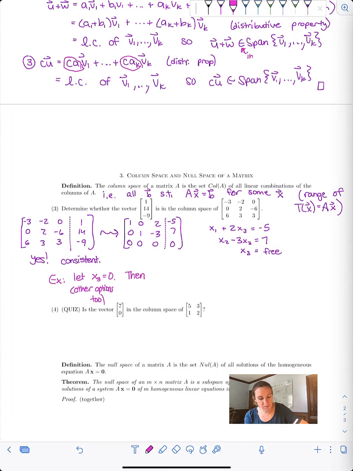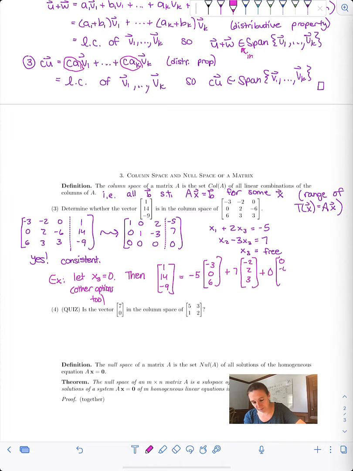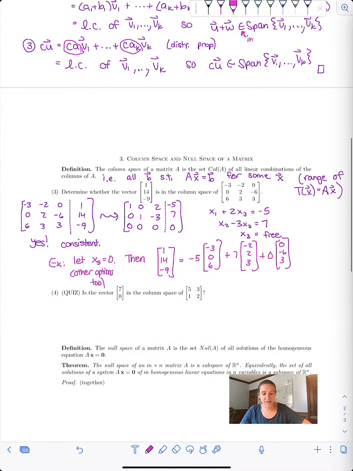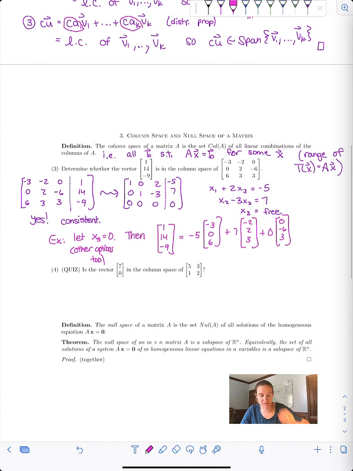But if we let it equal 0, then we can write (1, 14, -9) as, well, x1 is -5, so that means we're doing -5 times the first column. x2 will then be 7 since we're letting x3 be 0, so plus 7 times the second column. And since we chose to make our free variable 0, we don't even use that third column. There are other ways, but the point is that it's in the column space because it's a linear combination of the columns. Now you can apply the same technique for our first quiz question to test if (7, 0) is in the column space of the given matrix.